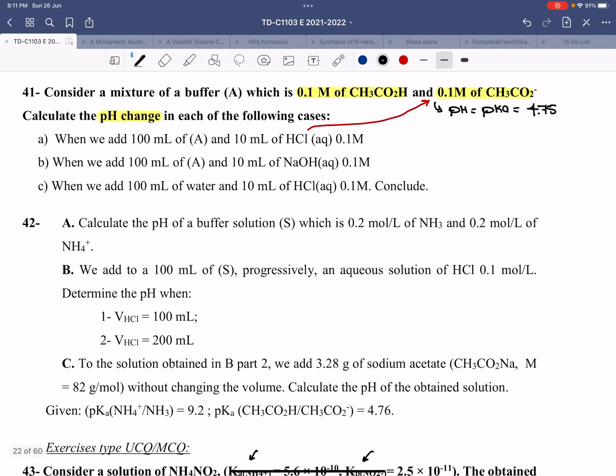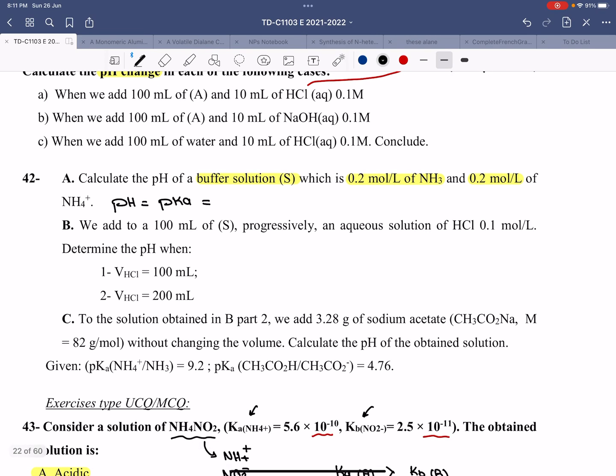Now let's start with number 42. In number 42, calculate the pH of a buffer solution. So we have another buffer solution S, which is 0.2 mole per liter in NH3, 0.2 mole per liter in NH4 plus. Very quickly, we can say that the pH is equal to pKa. Why? Because the acid is equal to the conjugate base, exactly the same. What's the pKa given? 9.2, so the pH is equal to 9.2. Very good. This is solution S.